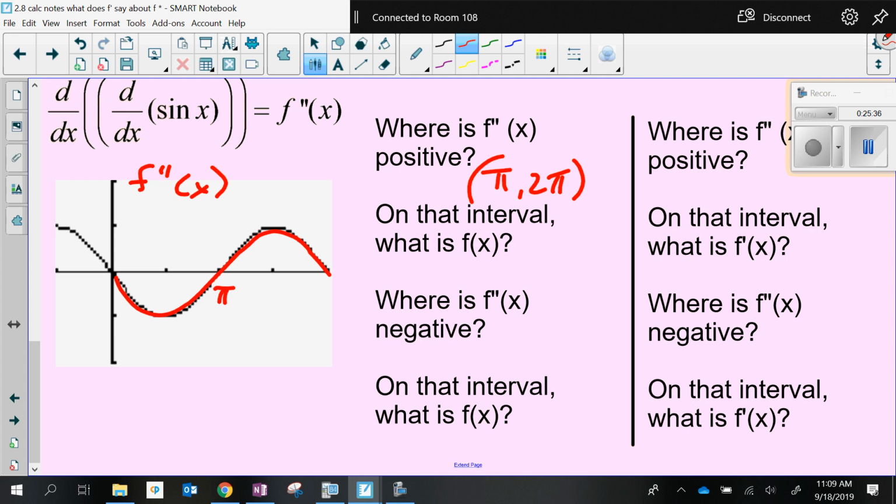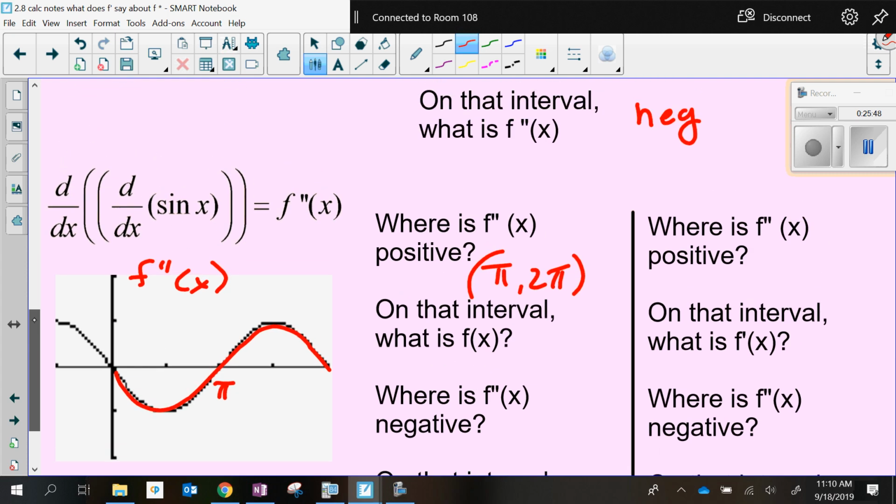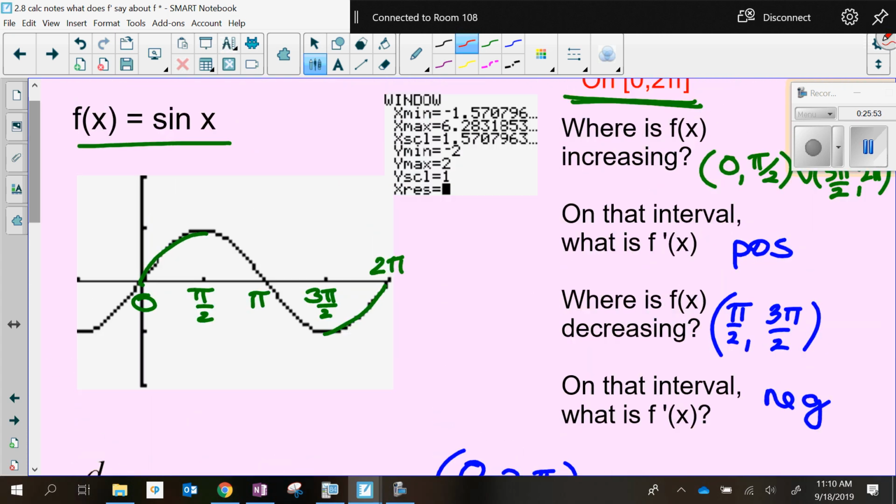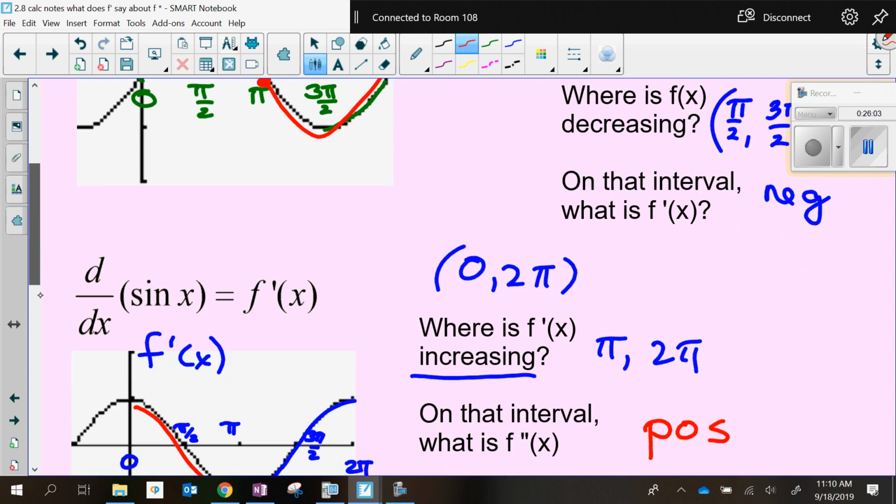There's the same thing here. This is F prime, though. Okay, and on that interval, what is F of X? Let's look at pi to 2 pi, all the way up to F of X. Pi to 2 pi. It's negative, but a better name would be concave up.